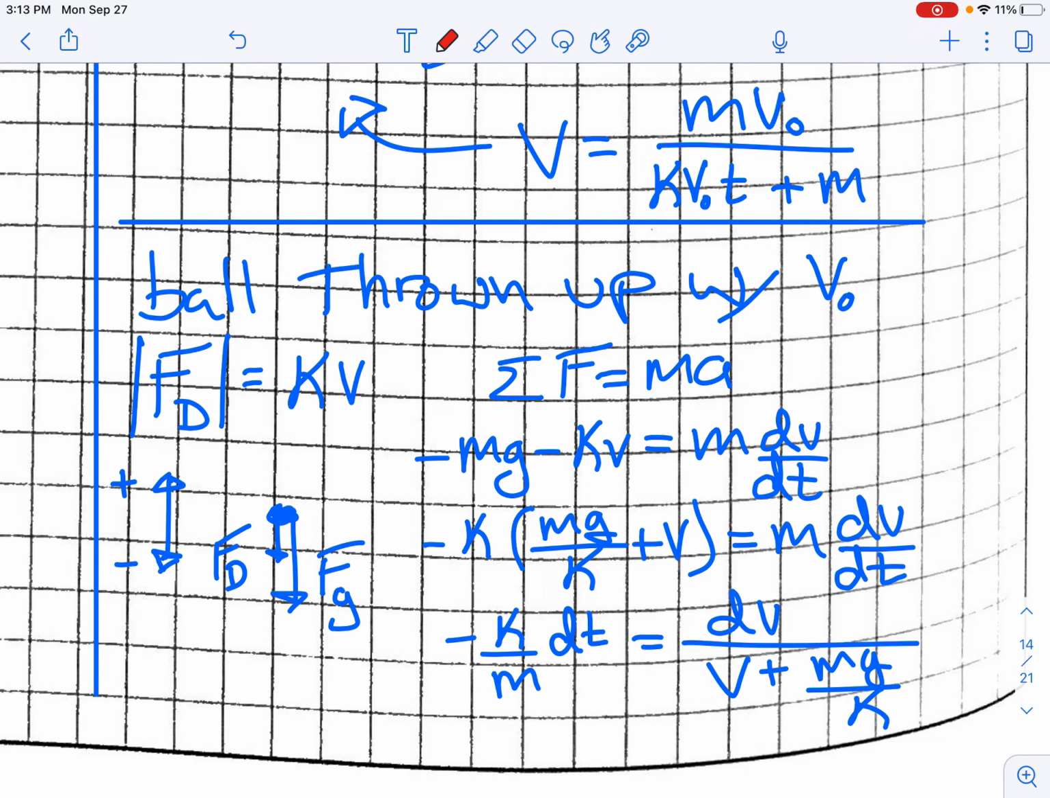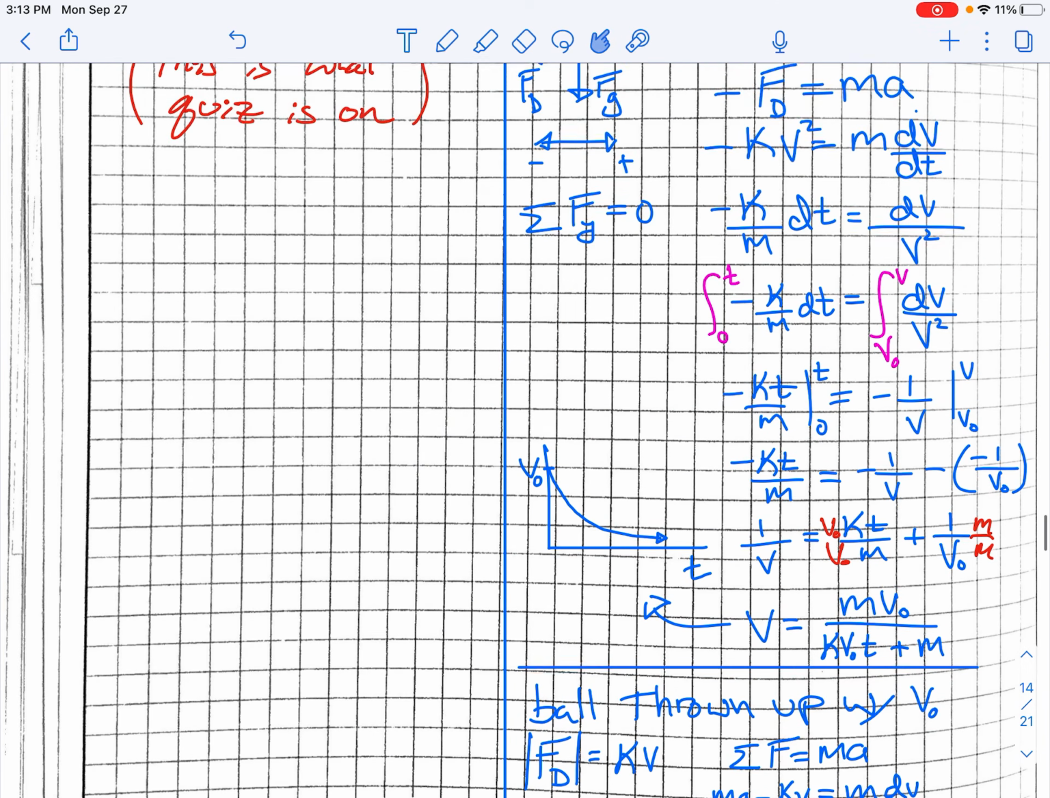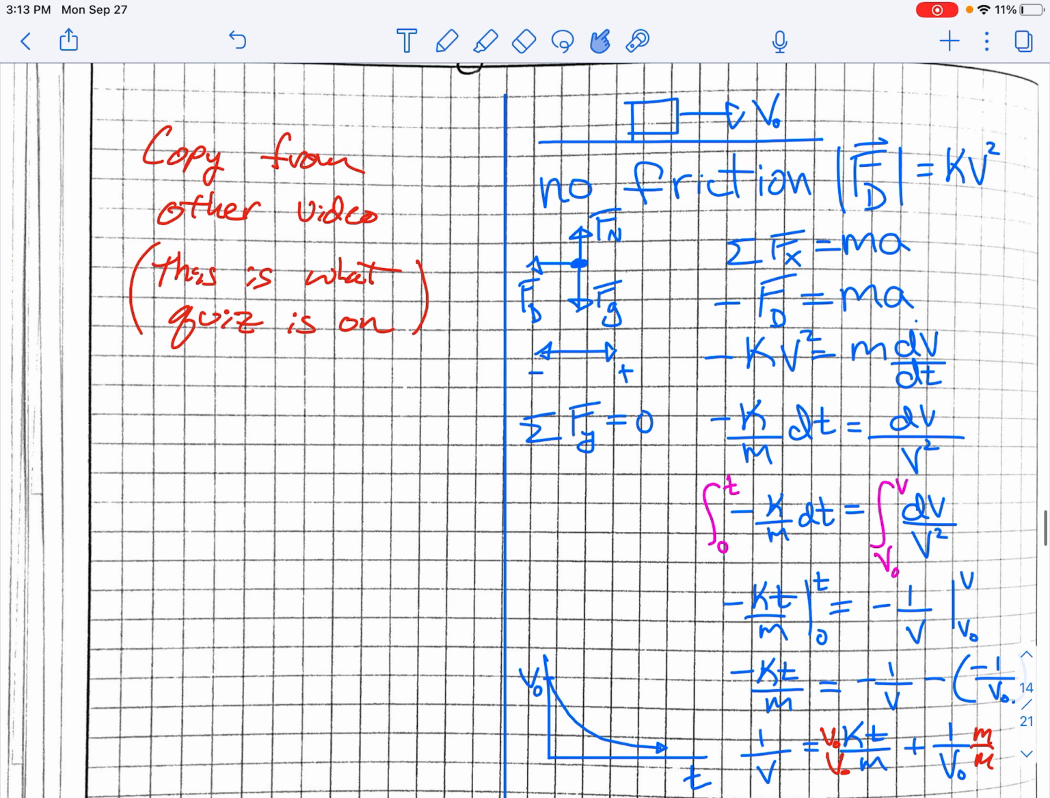I'm going to stop this one here. But this would be the integral from 0 to t, and then this would be the integral from v0 to v later on. I'm not going to go through and solve this one all the way. You'll have a good example of how that works out over here on the left, where you're going to be doing this from the other video.